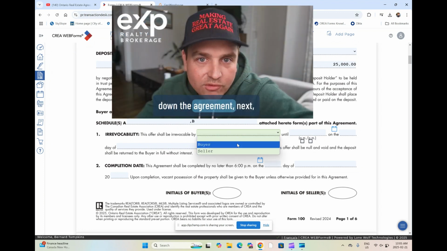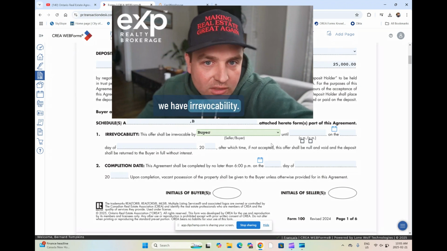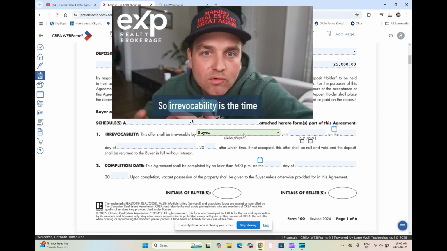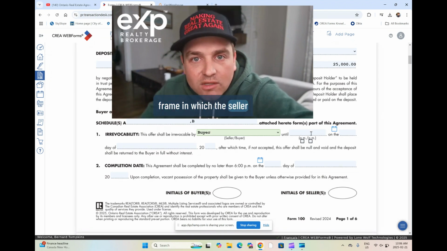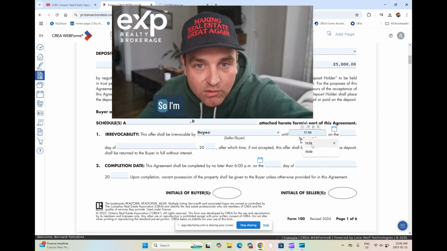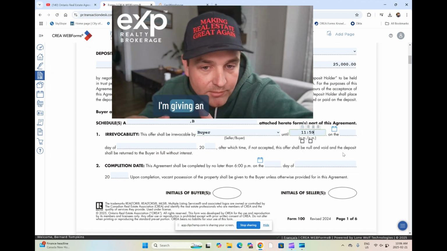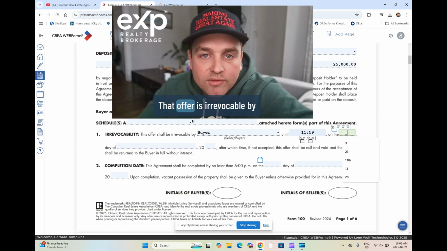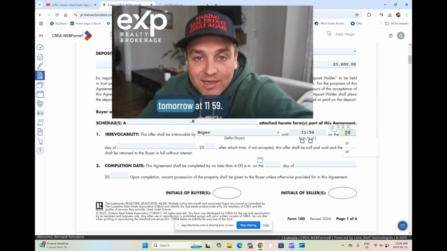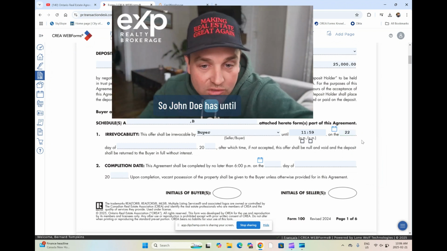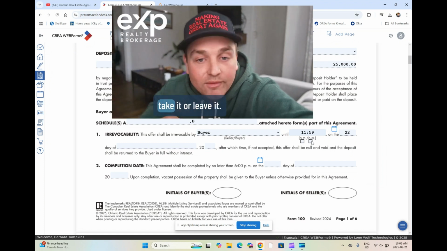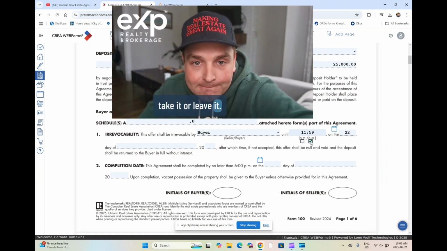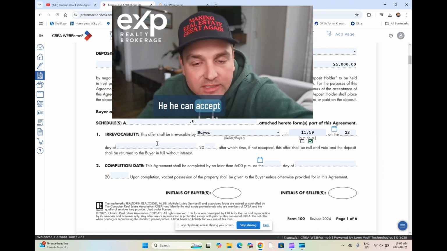Working our way down the agreement, next we have irrevocability. So irrevocability is the time frame in which the seller must respond to the offer. So I'm giving an offer to purchase a property from John Doe. That offer is irrevocable by tomorrow at 11:59. So John Doe has until 11:59 tomorrow to figure out if he wants to take it or leave it. After 11:59 tomorrow, that offer is done. He can't accept it after that point.